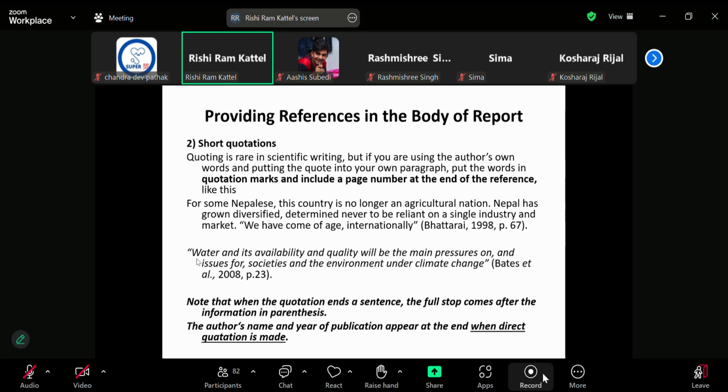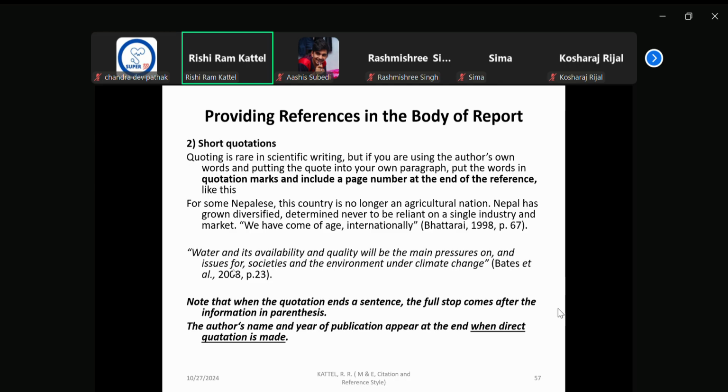Another quotation: water and its availability will be the main pressure issue for society and environment under climate change, according to Batis et al. 2008. Et al. means more than two authors. You have to use et al., 2008, page number 23. Note that when the quotation is in a sentence, the full stop comes after the information in parentheses. The author names and year of publication appear at the end when a direct quotation is made.